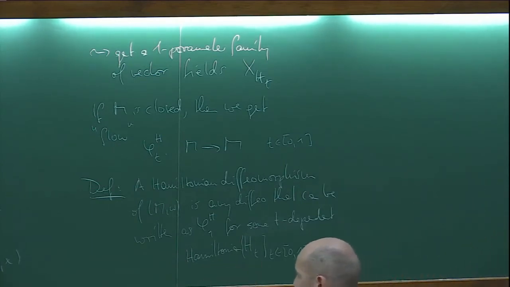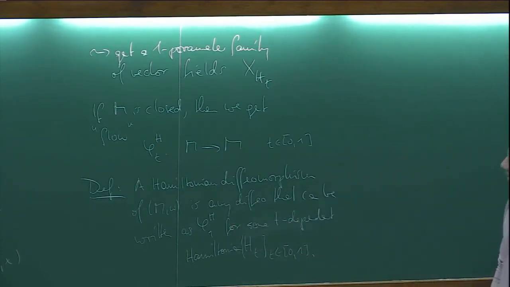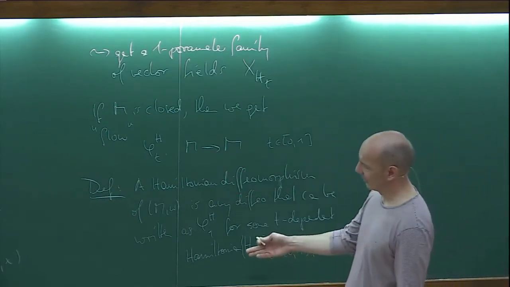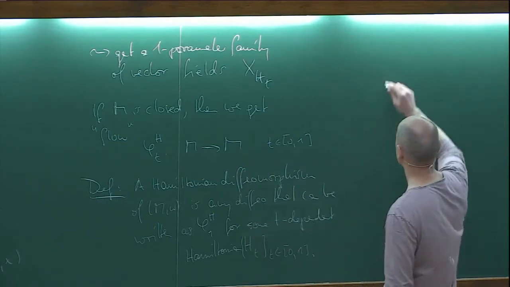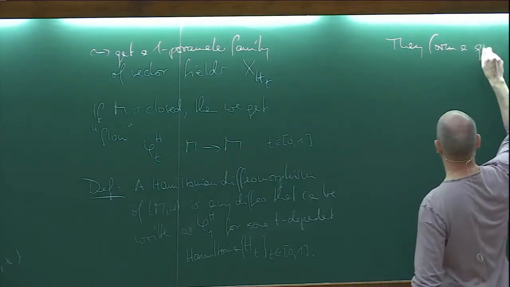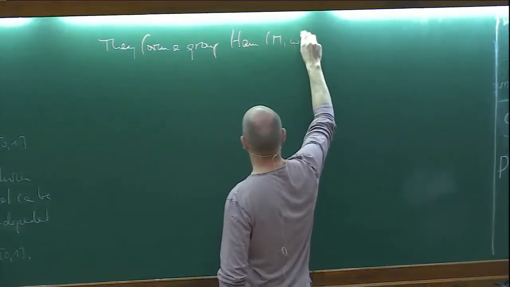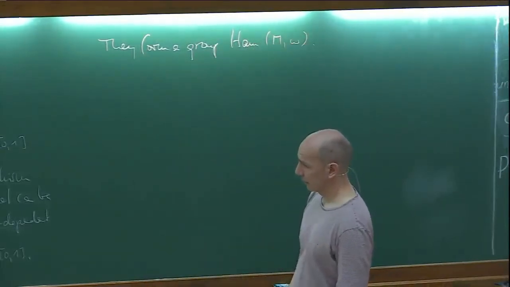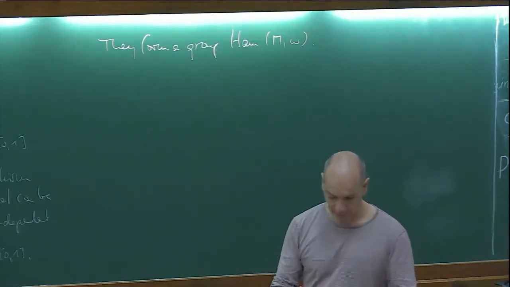Well, for me it should be smooth. I don't want to get into too much trouble, so I'll just keep it nice and easy. Let's keep it smooth. And so it turns out that these Hamiltonian diffeomorphisms form a group, and that group is, in some sense, the object of study.